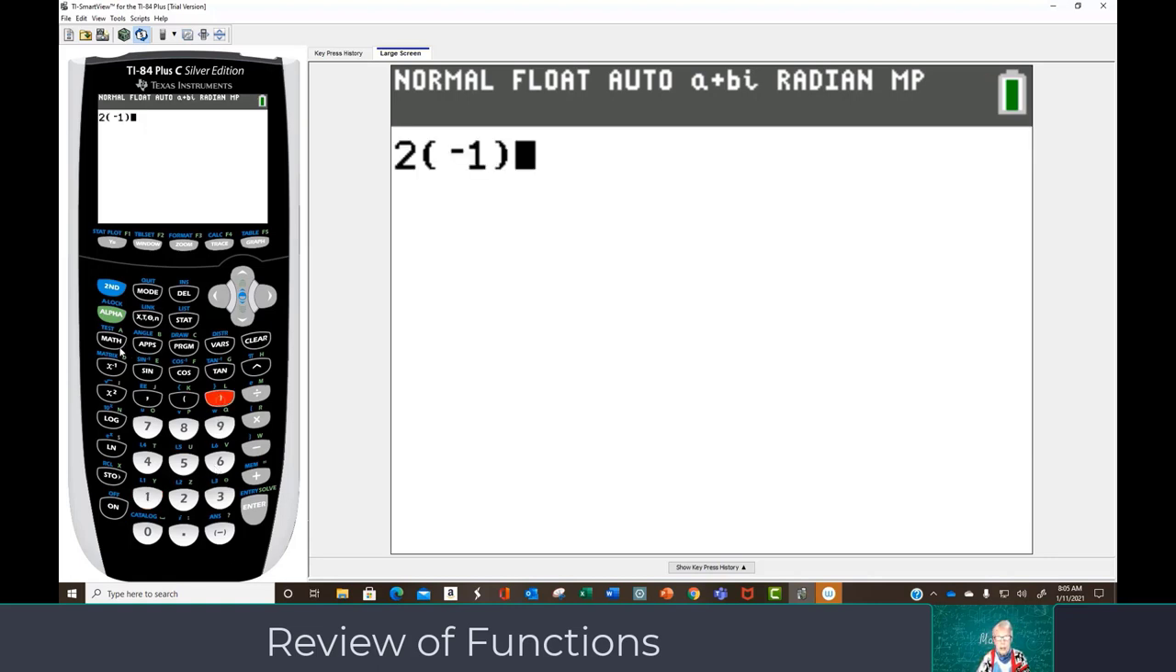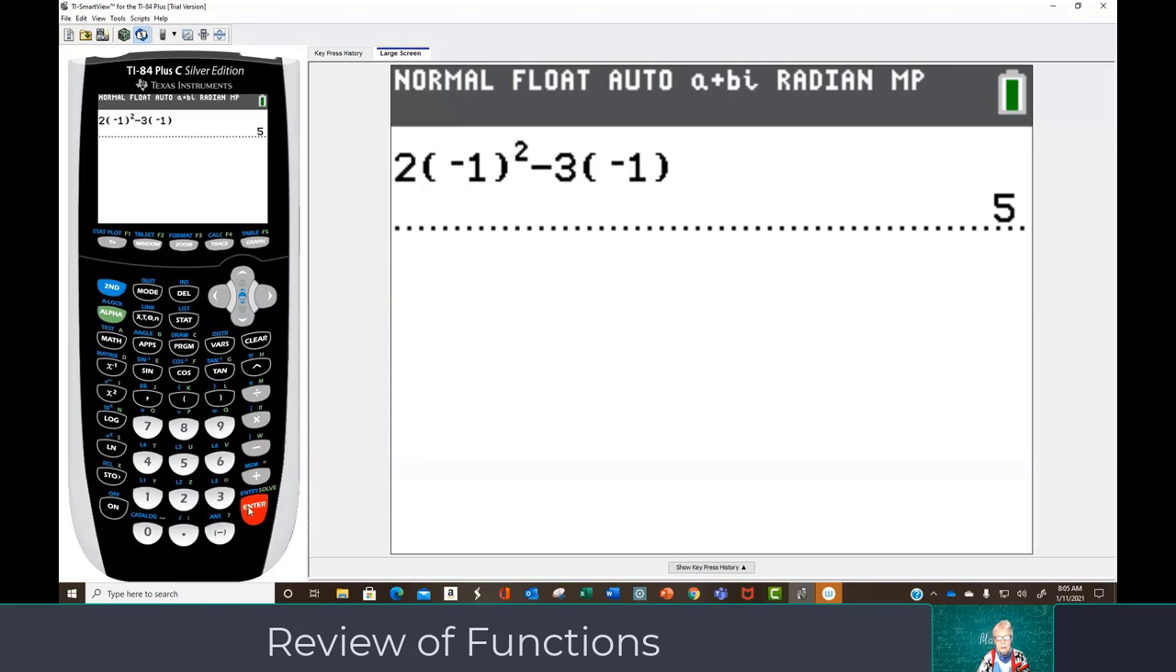And then I want to square it. I want to put the exponent 2. Exponent 2 is so common, it has its own key. Right there. And then minus 3 parentheses negative 1 parentheses closed. Enter. And there you have a 5.